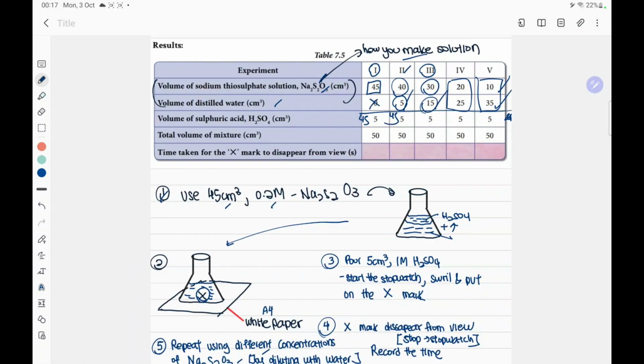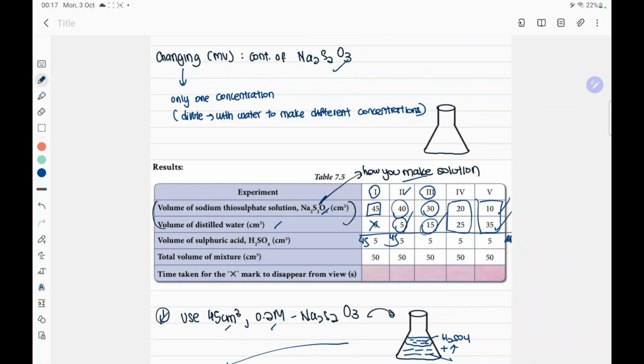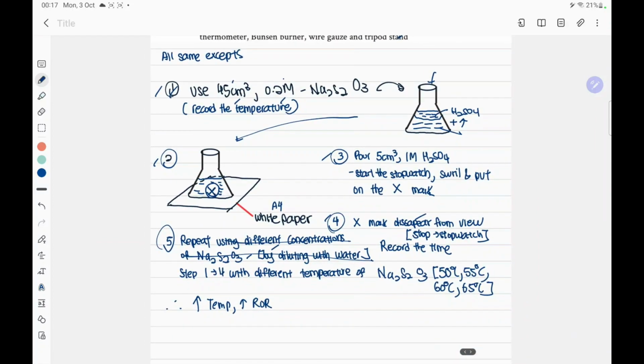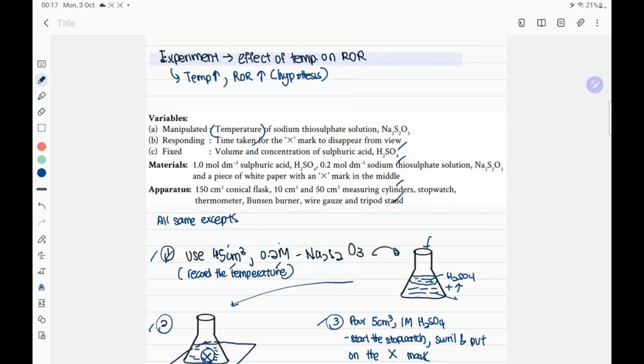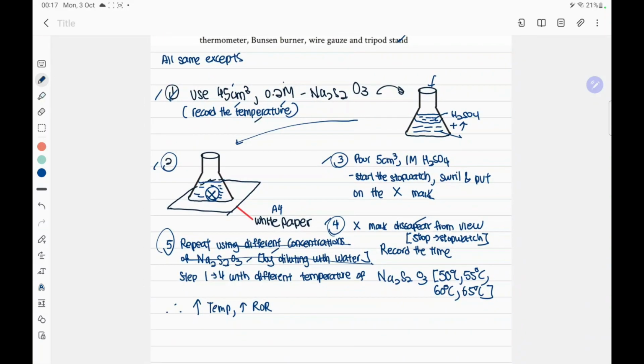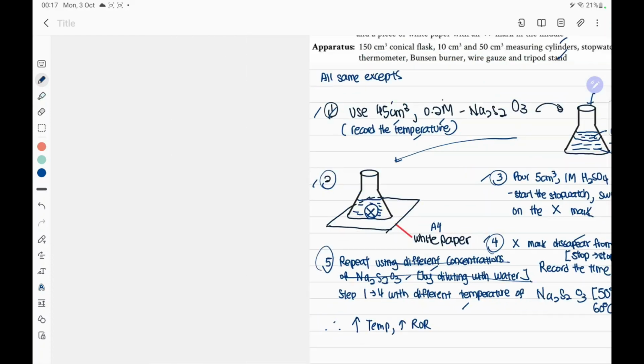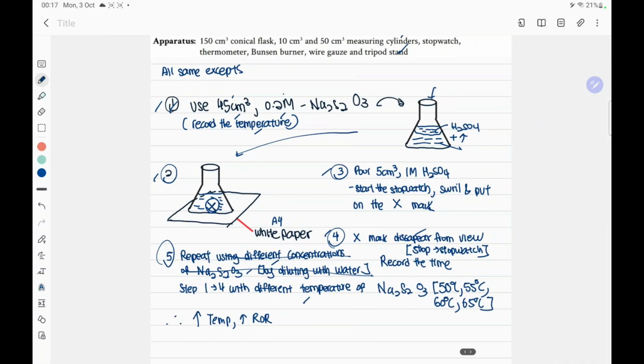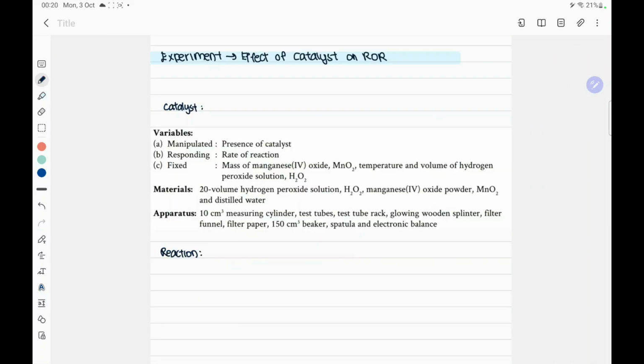The steps are almost exactly the same for the manipulated variable of concentration and temperature. It's just that you need to change some things according to common sense. For example, for temperature, you record the temperature and then you repeat with a different temperature. If it's for concentration, you use one concentration first, and then you repeat with a different concentration. To get different concentrations, you need to dilute them with water. So that's it. The last experiment is the effect of catalyst on rate of reaction.